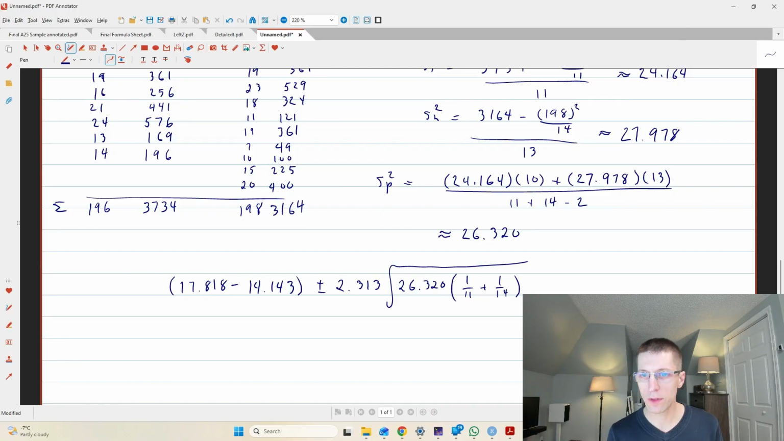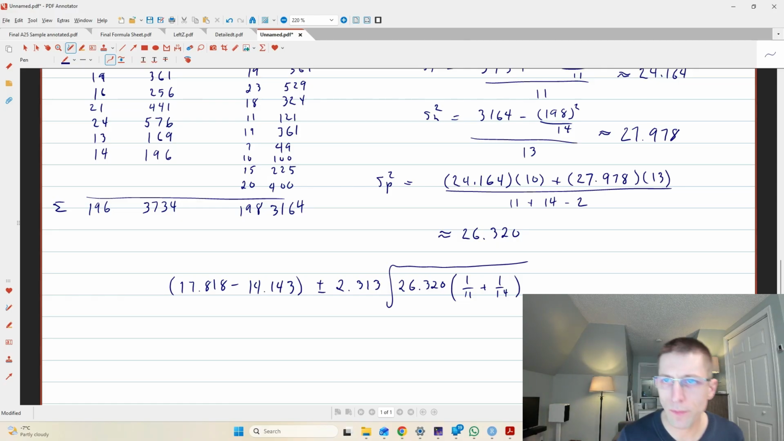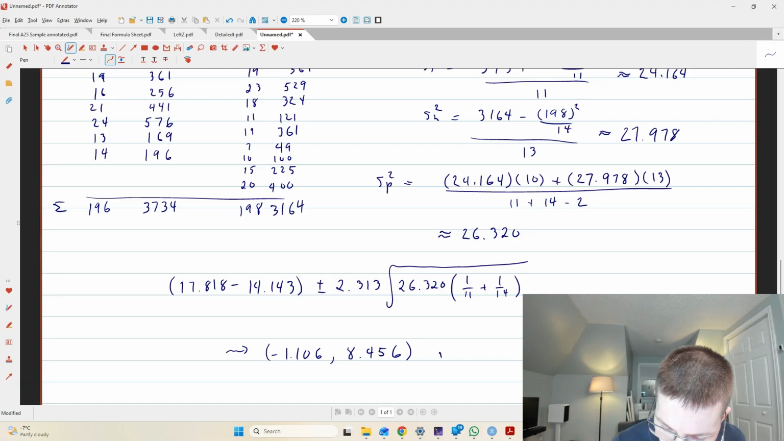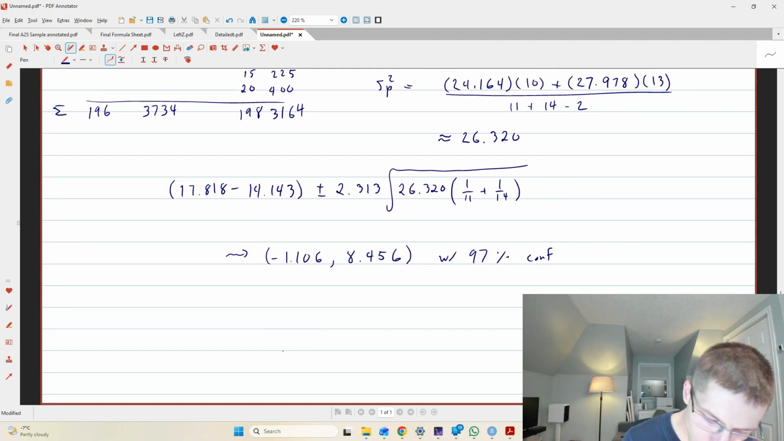So all of that will give us, at the end of the day, an interval from minus 1.106 to 8.456 with 97% confidence. So that means that my difference of the two population means with 97% confidence is in this interval.